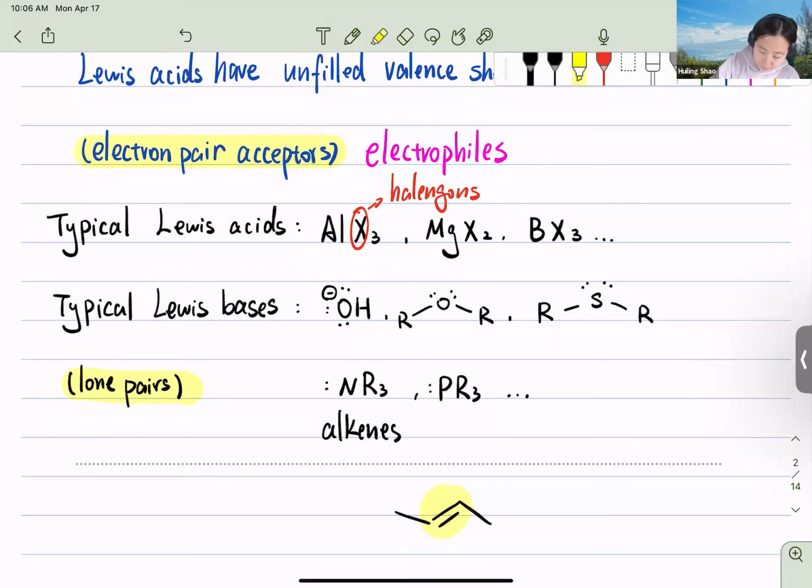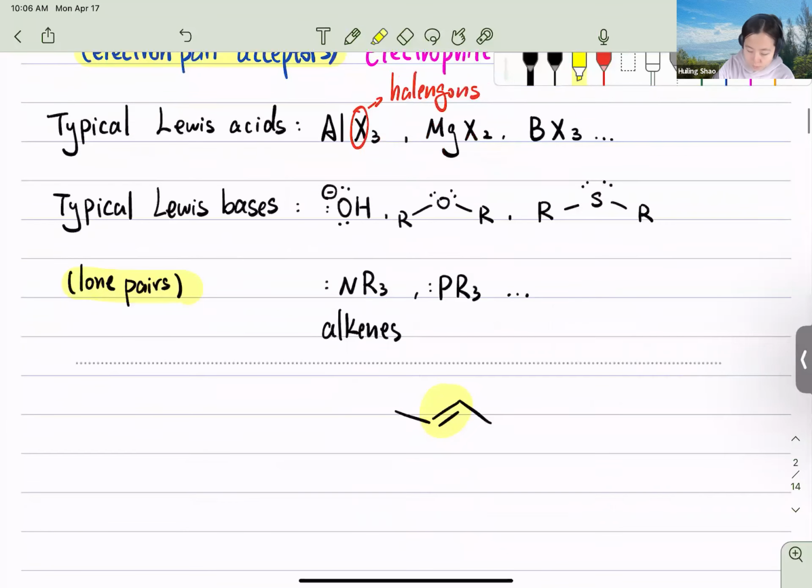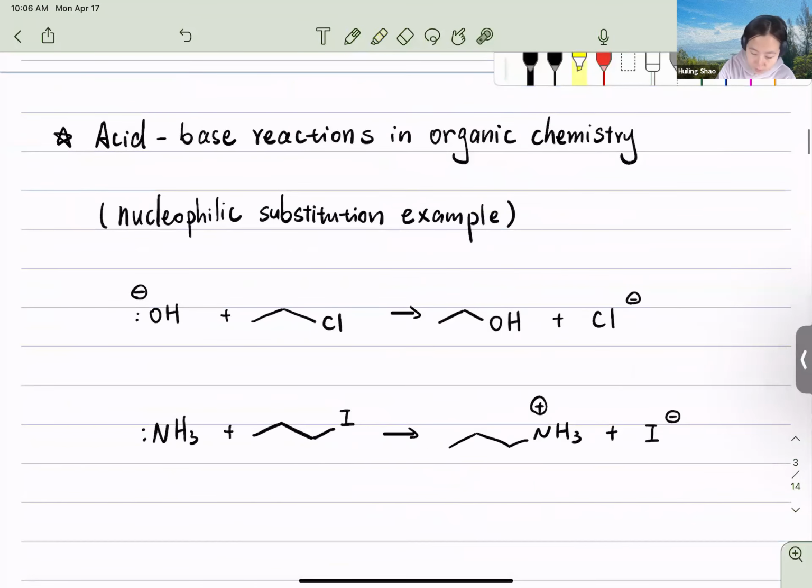All right. And Lewis acid-base reactions in organic chemistry are just very common. We've seen several examples before, and let's just do one again. Here we're talking about an example of electrophilic substitution. In this class, what I expect you to know is, for example, if I give you the reactant and the product, can you identify the nucleophile and electrophile in this reaction and do arrow pushing to complete the reaction mechanism?